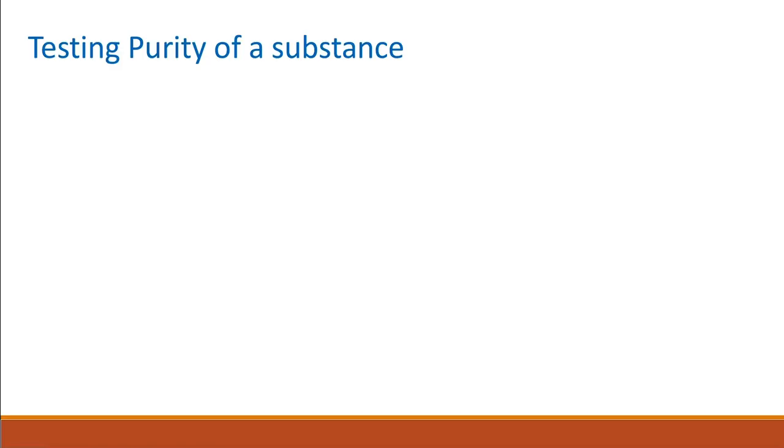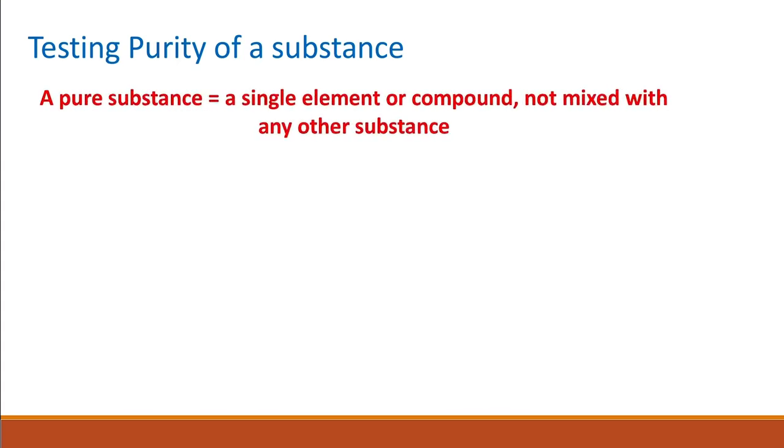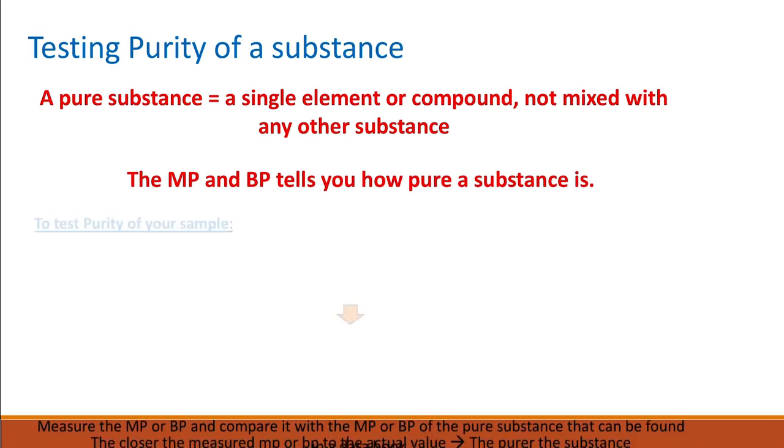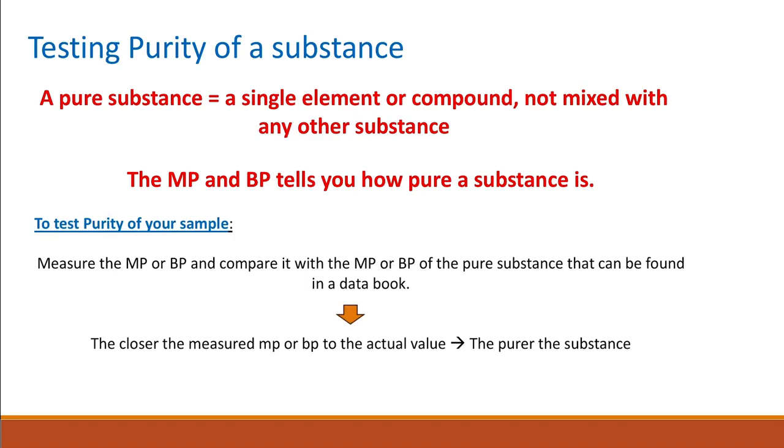Chemical analysis. First of all, testing for the purity of a substance. A pure substance is a single element or a compound not mixed with any other substance. And we can test the purity of a substance by measuring the melting and the boiling point of that substance. So if the melting and boiling point is the same as the one we can find in the data book, then that means that the substance is pure. It doesn't have any impurities.